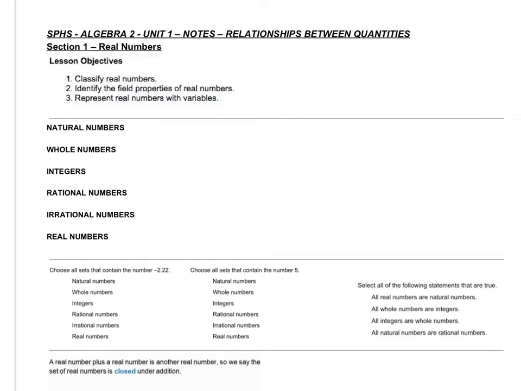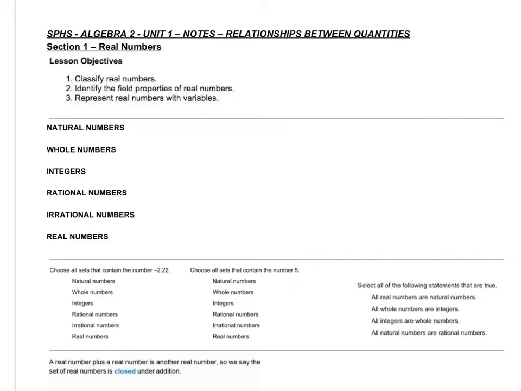All right, this is a video over Algebra 2, Unit 1, notes on relationships between quantities. The first section we're going to talk about is the real numbers. Our objectives today are to classify real numbers, describe what they are, identify the field properties of real numbers, and then represent real numbers with variables.